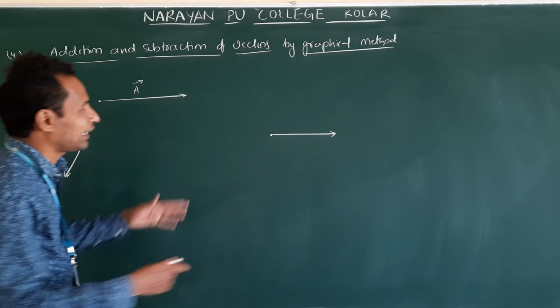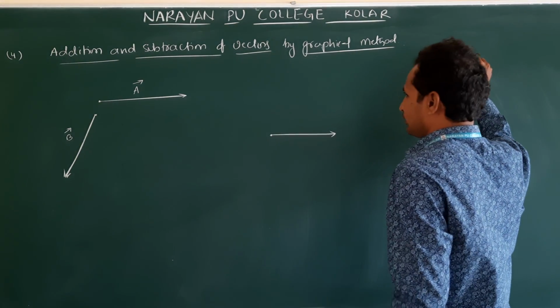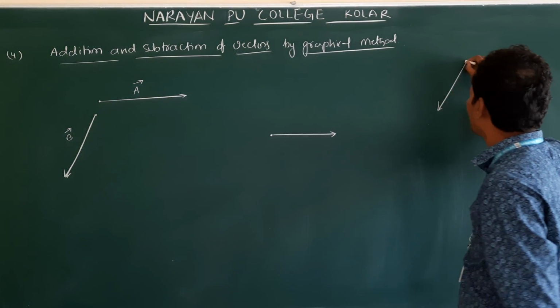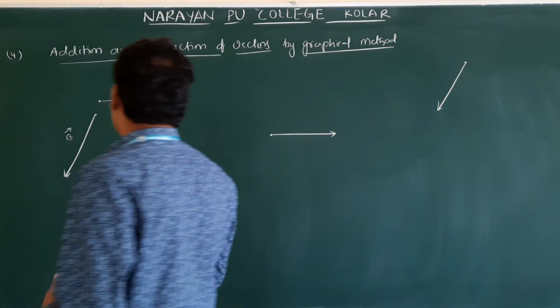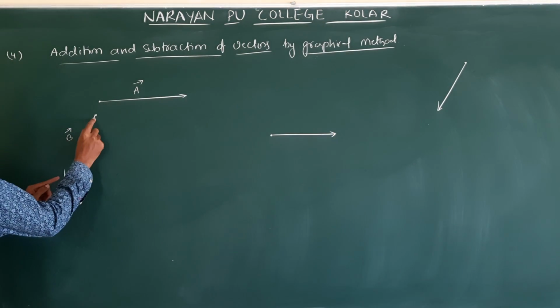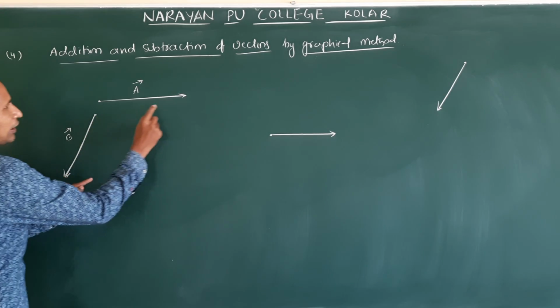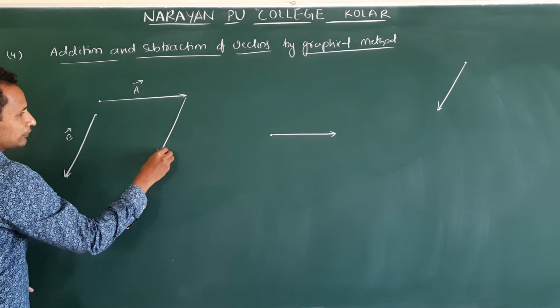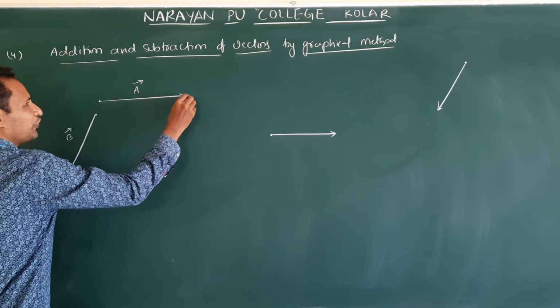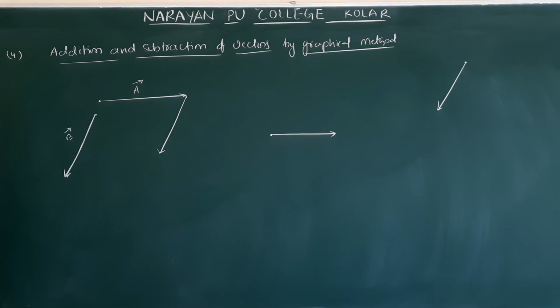This B is there, I can shift it parallel to that direction. See, like this, to here also. Okay, by shifting, what happened? There is no change in direction as well as magnitude. So that I will follow here. So this B vector I am shifting parallel to its original direction like this. Clear?